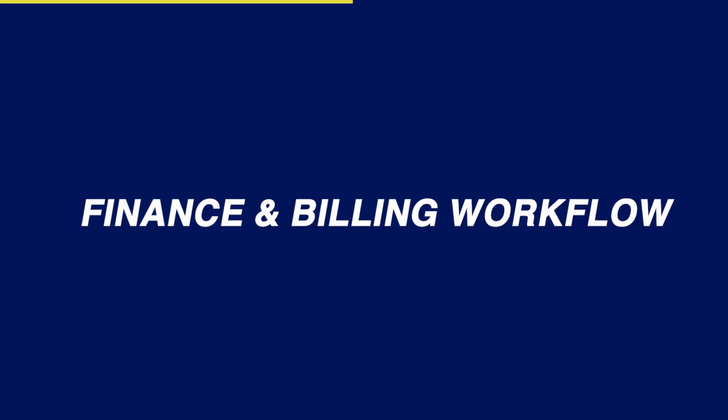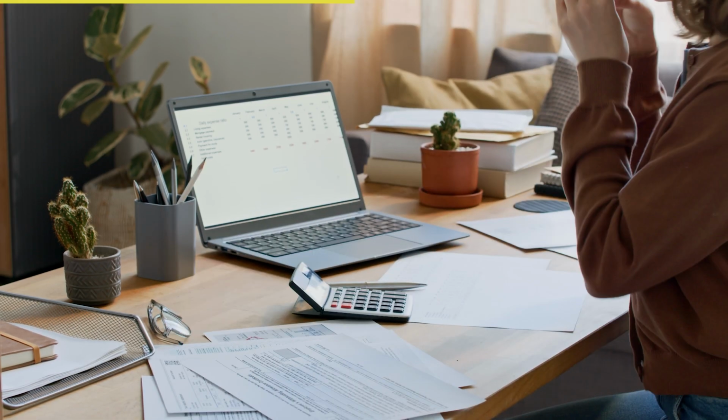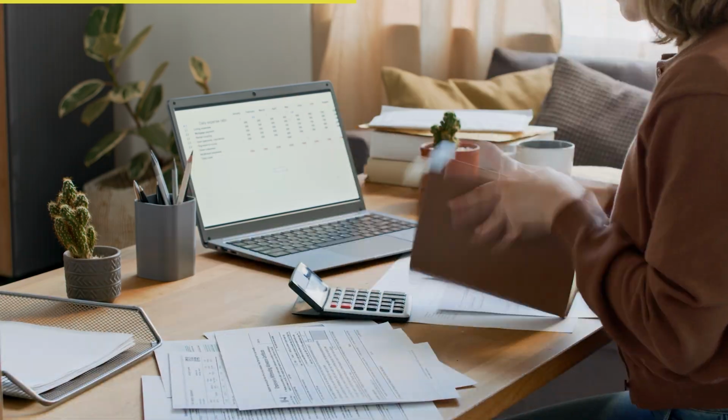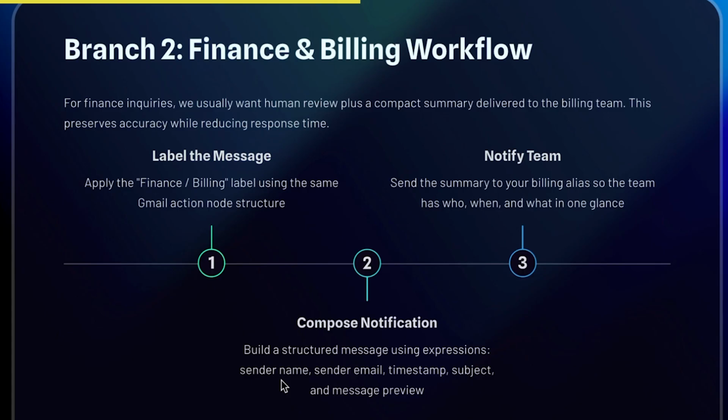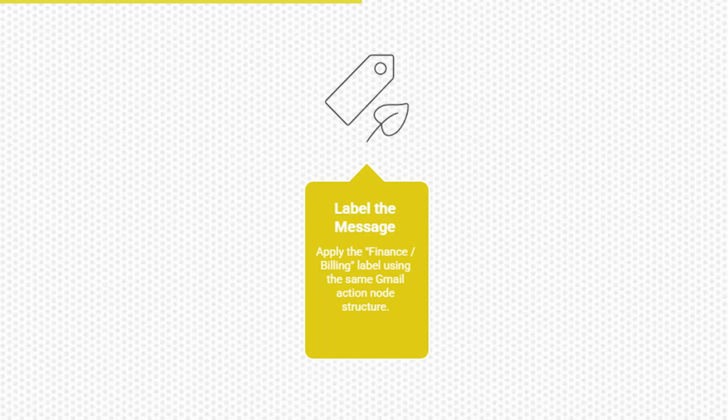Next, branch 2, finance and billing workflow. For finance inquiries, you want to make sure that human review comes into this because it can be quite sensitive. This preserves accuracy whilst reducing response time. It's broken down into 3 steps. There's labeling the message, which is applying the finance and billing label using the same Gmail action node.